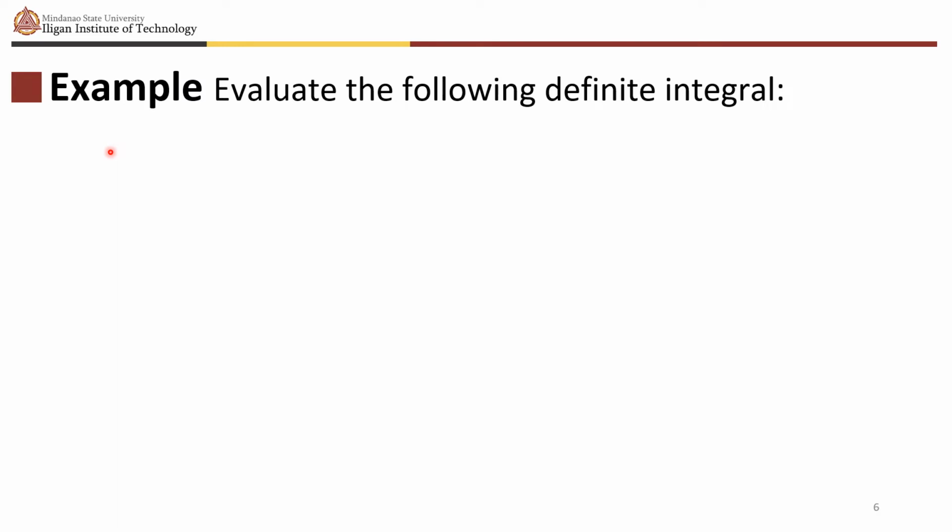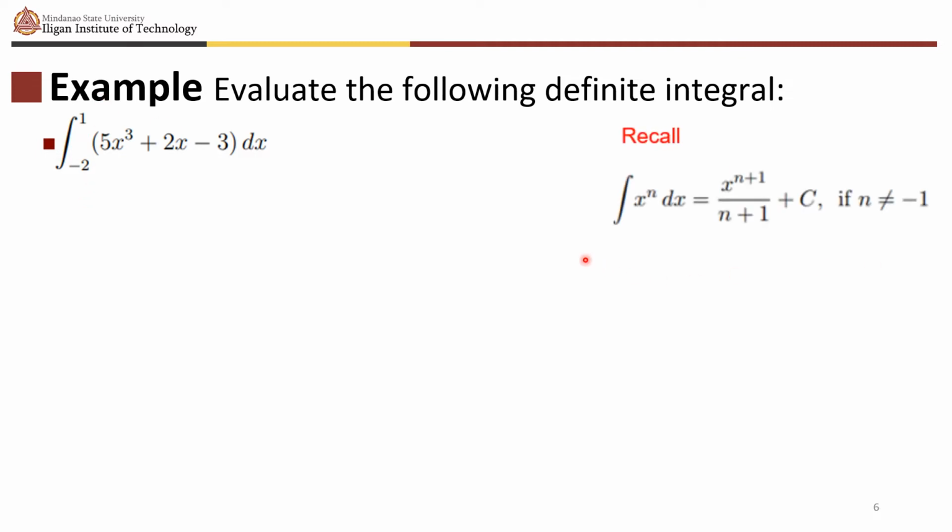We have here our first example, that is, to evaluate the following definite integral: the integral of 5x cubed plus 2x minus 3 dx evaluated from negative 2 to 1. Recall the following integration formula, that is, the integral of x to the n dx is equal to x to the n plus 1 all over n plus 1. But this time we don't make use of our c because we have here definite values.